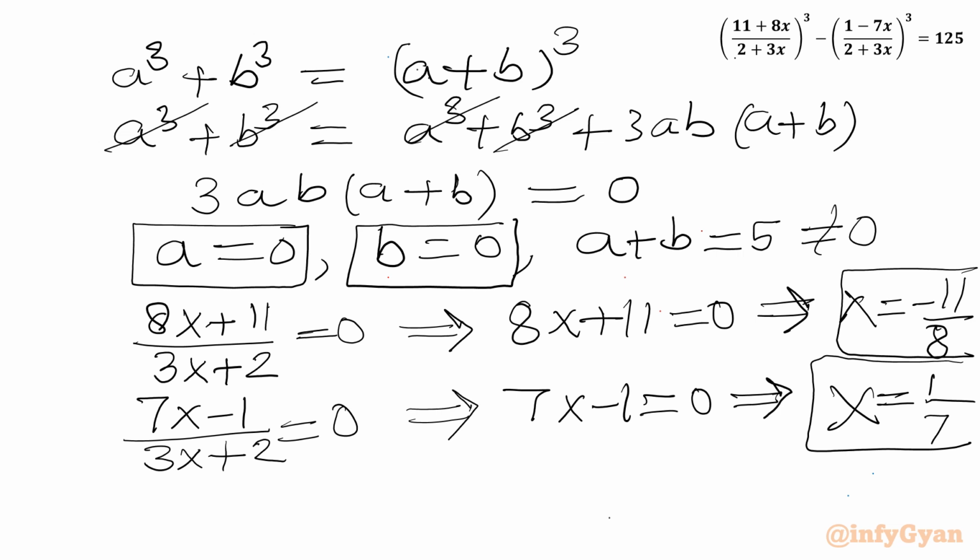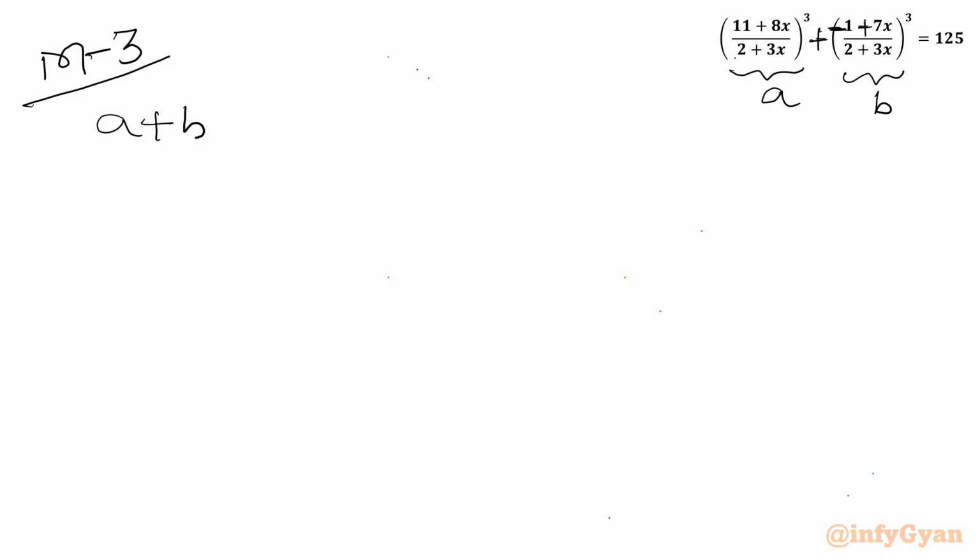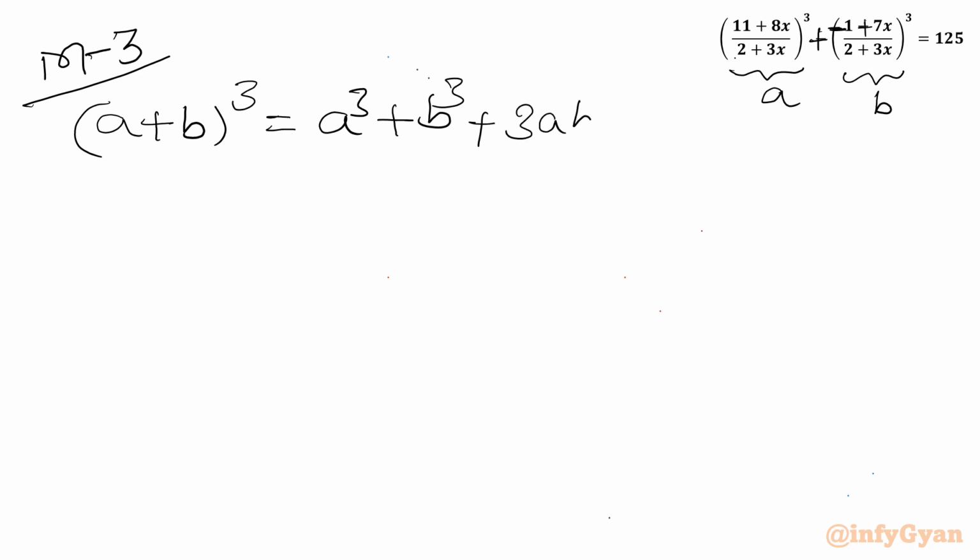Now method number 3. So I will be writing here method number 3. Here I will use, this is our A, and if I consider the plus sign over here, then plus 7x minus 1, this is our B. Now I will write the A plus B whole cube formula. Directly, it is equal to A cube plus B cube plus 3AB, A plus B.